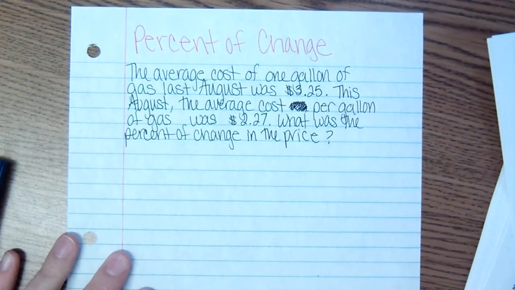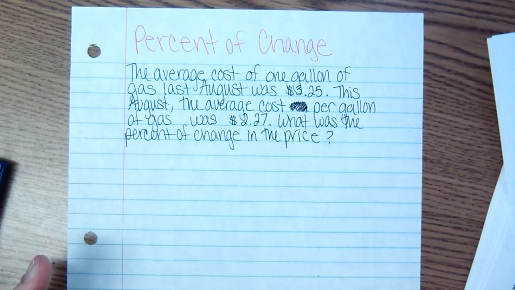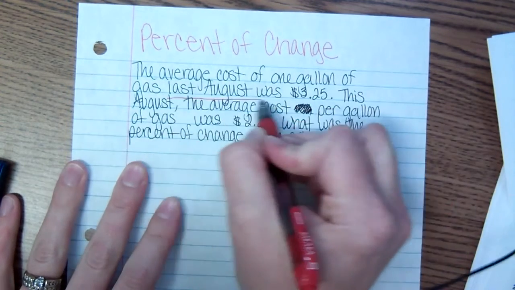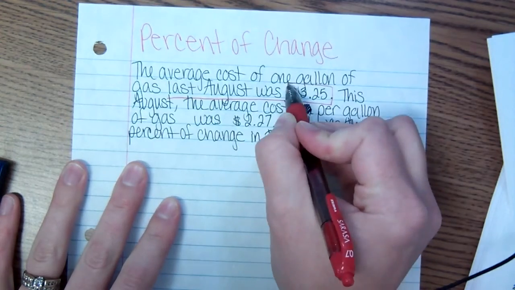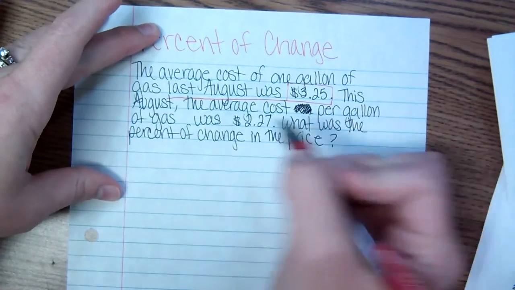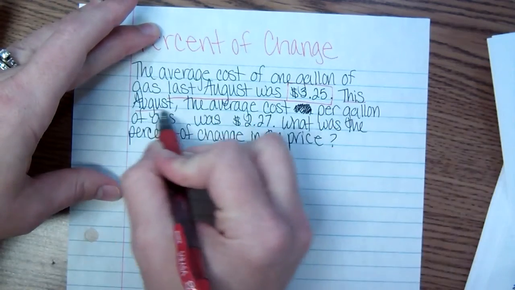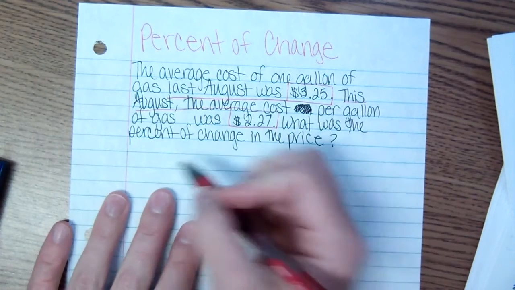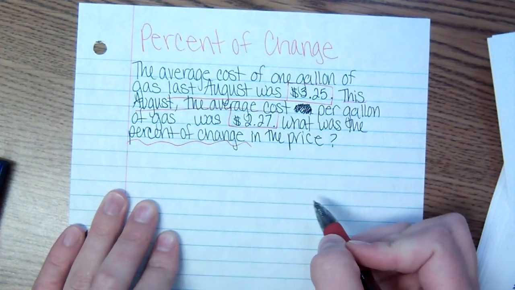So there's some information here. We're given the price of a gallon of gas back in August, which last August it was $3.25. And then we're also given this August, it is $2.27. So those are our two numbers. And we want to know what's the percent of change in the price.